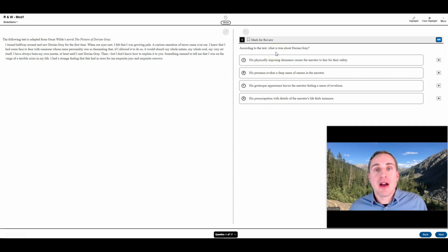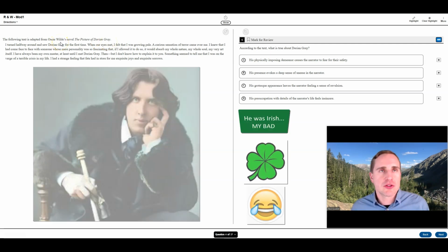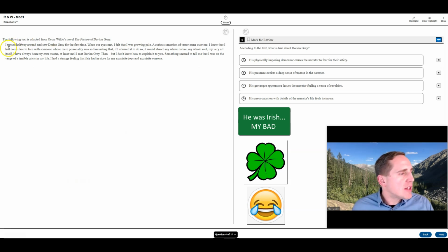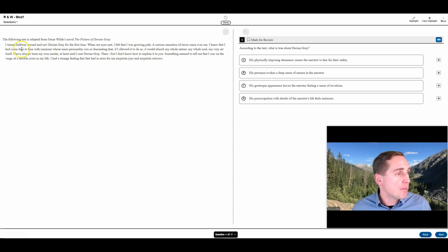Okay, so now we have a different set of instructions, question 6. According to the text, what is true about Dorian Gray? So Dorian Gray must be a character, and then we're going to say something about him. Now, Oscar Wilde's novel, The Picture of Dorian Gray, is somewhat famous. Oscar Wilde is a famous English author, I believe. It turns out that he has a passage here. So let's go ahead and read that.